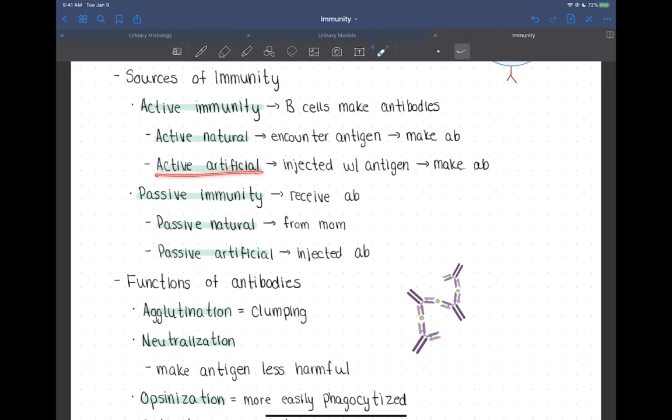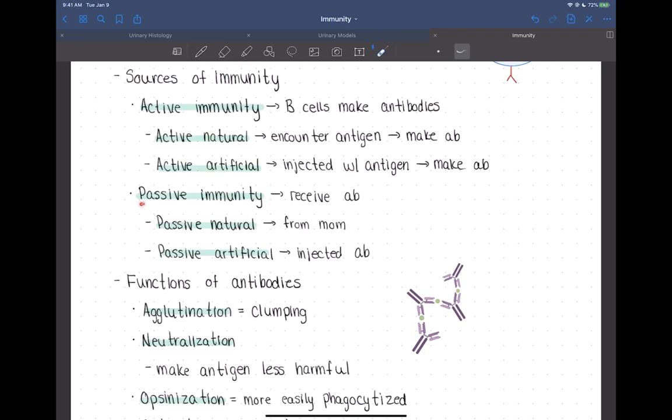Or it can be active artificial. So this is how most vaccines work, right? You're injected with an antigen so that your body will make antibodies against it, and then you are immune to whatever that pathogen is. So usually it'll be like a broken down virus or bacteria, right, that just has the antigens associated. So it's not actually live. You're not generally going to get sick from it.